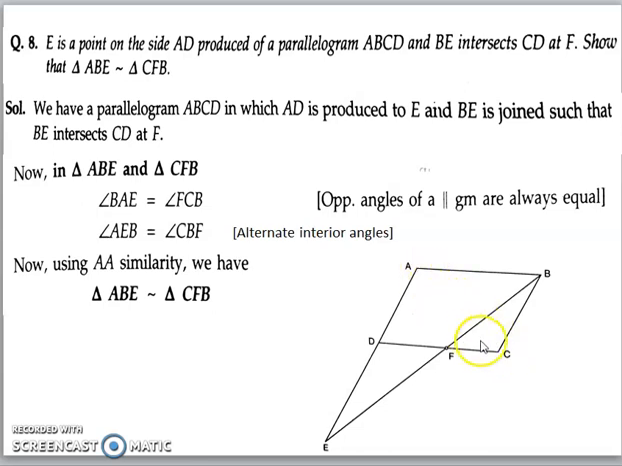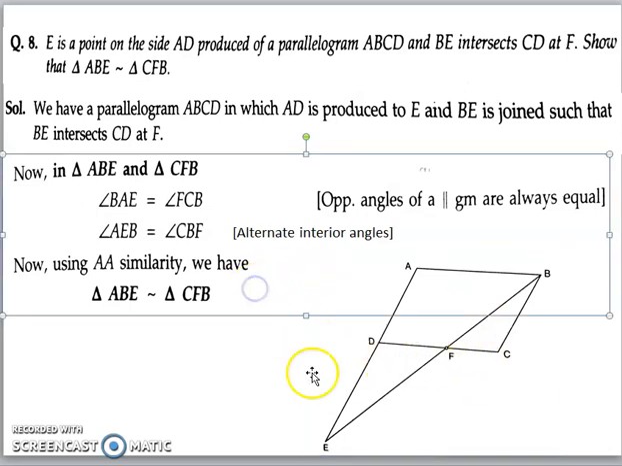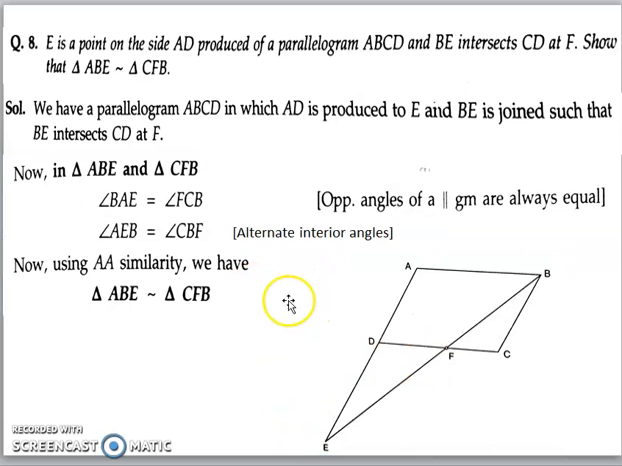So here angle A and angle C are the opposite angles of a parallelogram, so they will be equal. So these two angles equal you have got, and another will be the pair of alternate interior angles, which is angle AEB and angle CBF. Because again the opposite sides are parallel and BE is the transversal. So you can say this angle and this angle are alternate interior angles, so they are equal. So two angles are equal. By AA similarity we can say that triangle ABE is similar to triangle CFB.